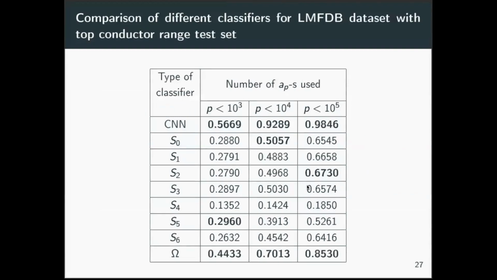This is the harder case. This is the top conductor range case. Here we can see how what the network learned generalizes to this range of curves that we did not see. Here we see that 1,000 coefficients are not enough for a good classification, but already 10,000 is enough for the convolutional network. But you can also see that all the Mestre-Nagao sums are struggling in all these three modes. Here the difference is large.